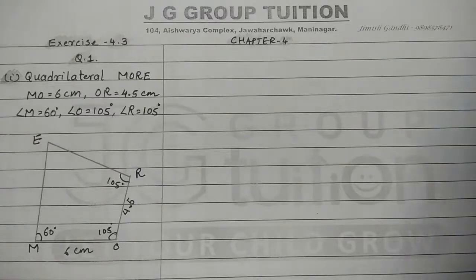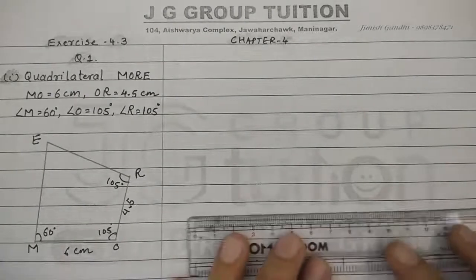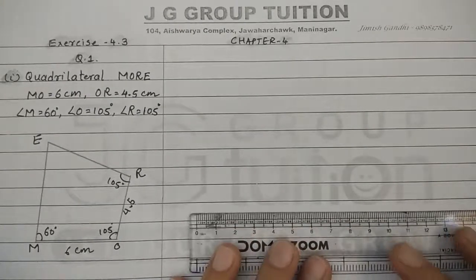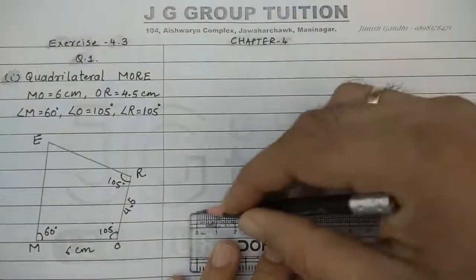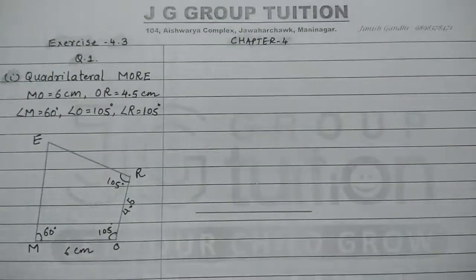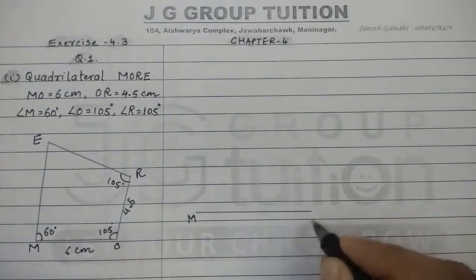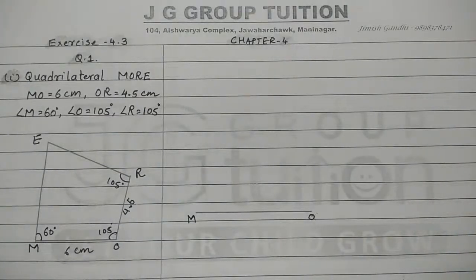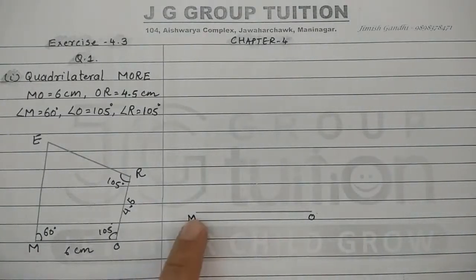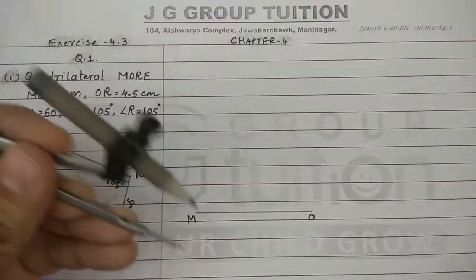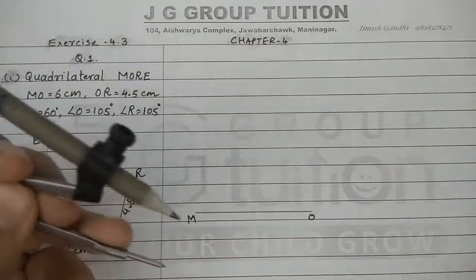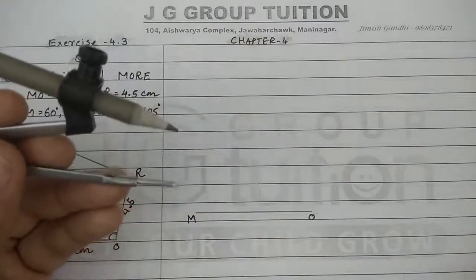So let's first construct the line segment OM, which is 6 centimeter. So OM is 6 centimeter. Let us write it down, MO. Now we have to construct 60 degree at point M. This 60 degree we should construct with the help of the rounder. Understand this: all the angles are very important to construct with the rounder.